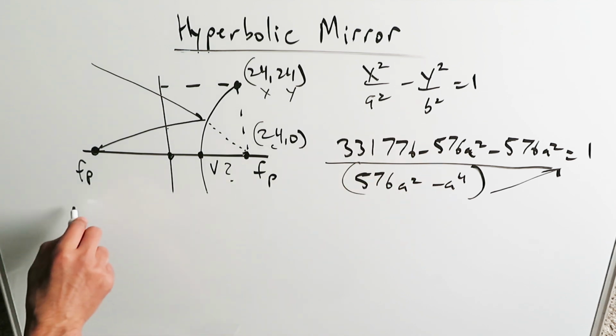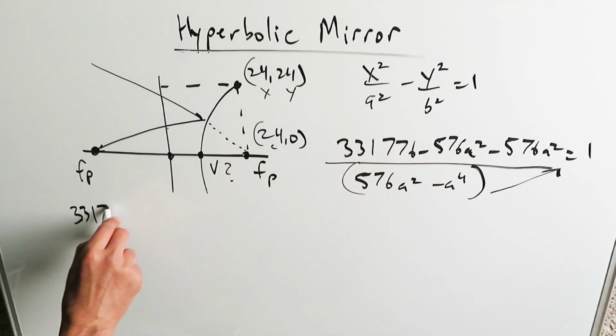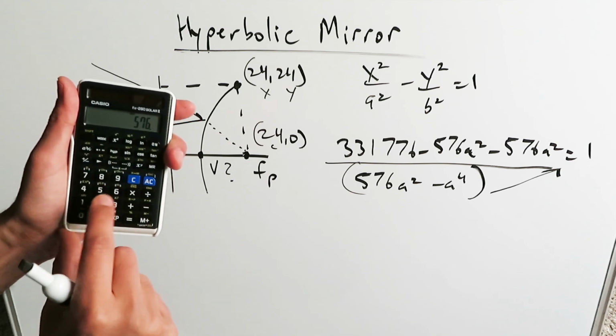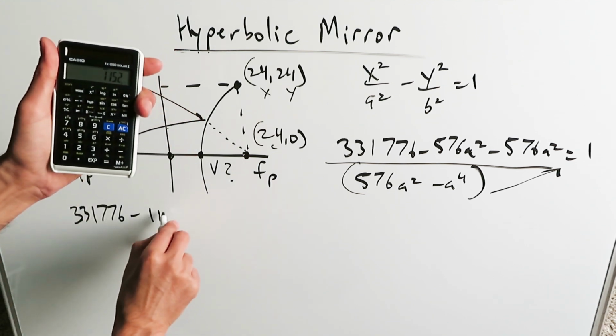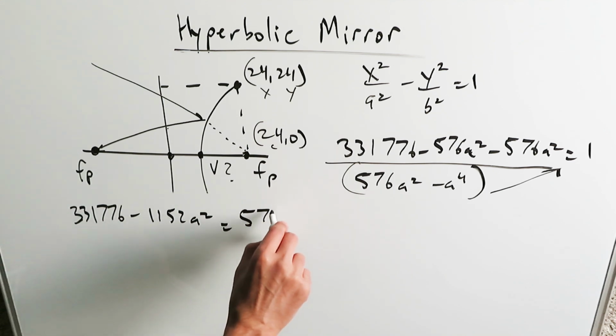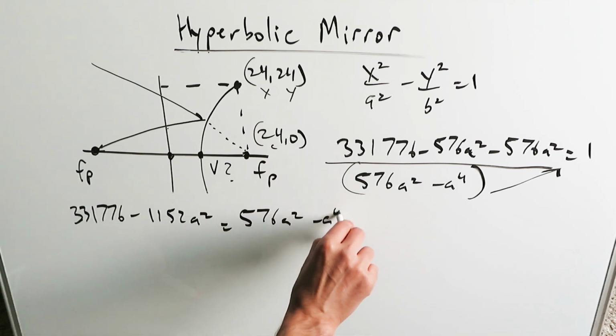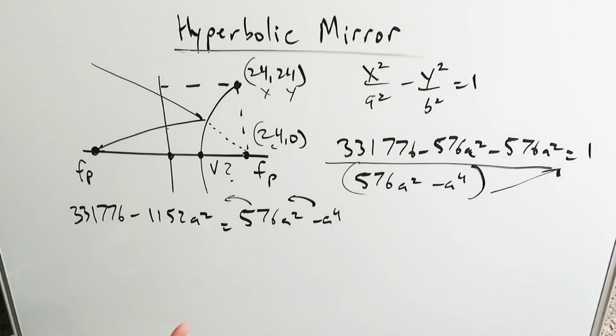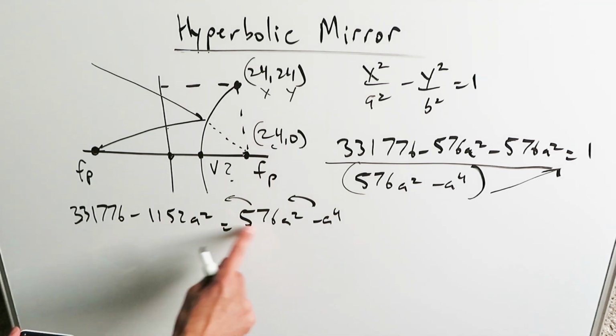I'm looking here in the numerator. I have 331,776 minus, what's 576 times 2? Because there are two of those. I have 1,152 a squared is equal to, push this on the other side, 576 a squared minus a to the power 4. Push everything onto the other side and make it equal to 0. When I push it onto the other side, this will be minus.